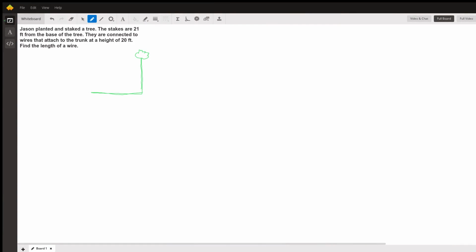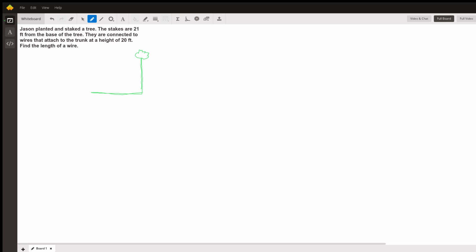Okay, so here we have a problem that asks: Jason planted and staked a tree. Not necessarily necessary information, but the stakes are 21 feet from the base of the tree. They are connected to wires that attach to the trunk of the tree at a height of 20 feet. Find the length of the wire.